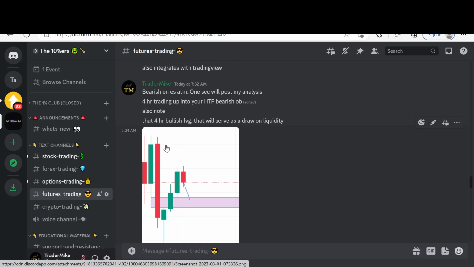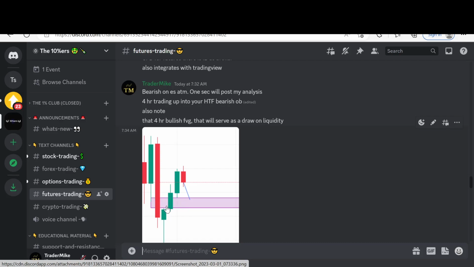Also note that 4-hour bullish fair value gap, that will serve as a draw on liquidity. That's what I'm referring to right there. See, 1, 2, 3. They don't touch. The top of the first and the bottom of the third, they don't touch, indicating that there is an imbalance, that there is an inefficiency in price in this area. Hence the name, fair value gap.